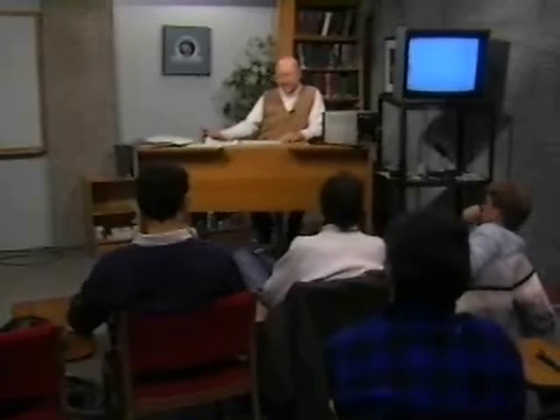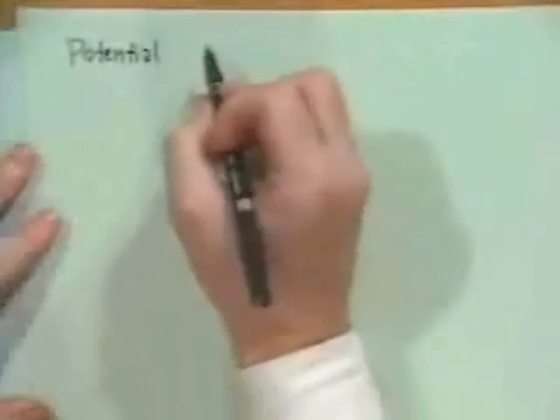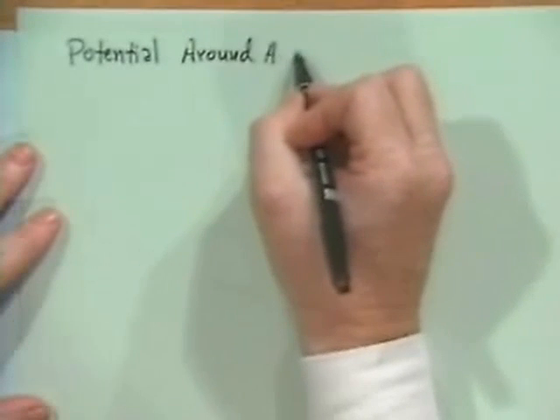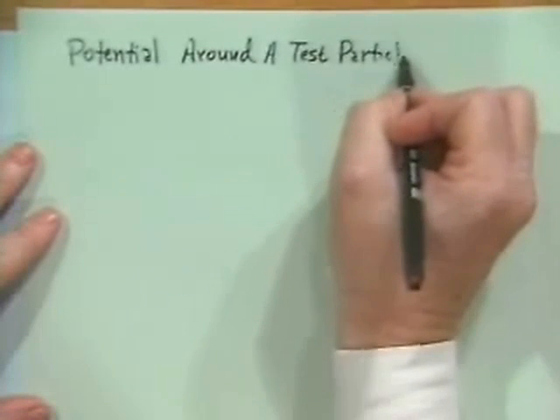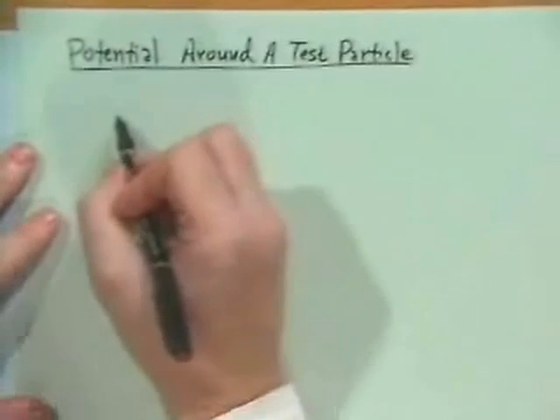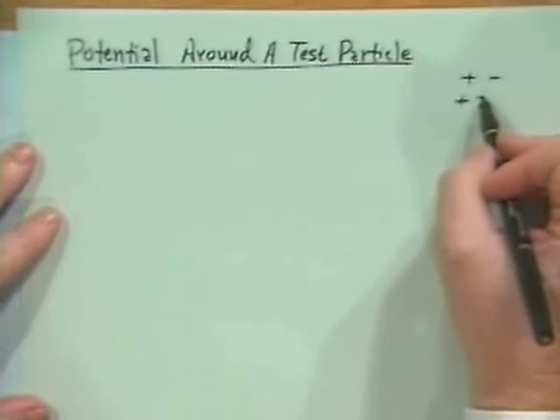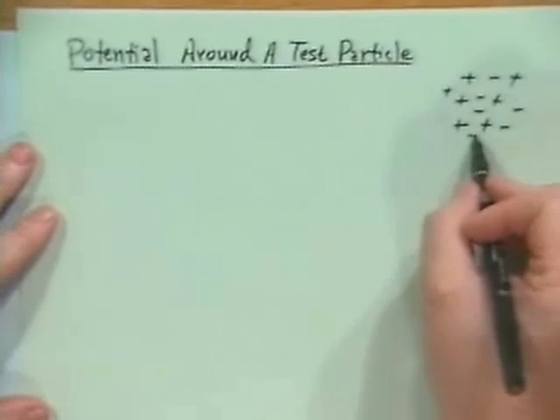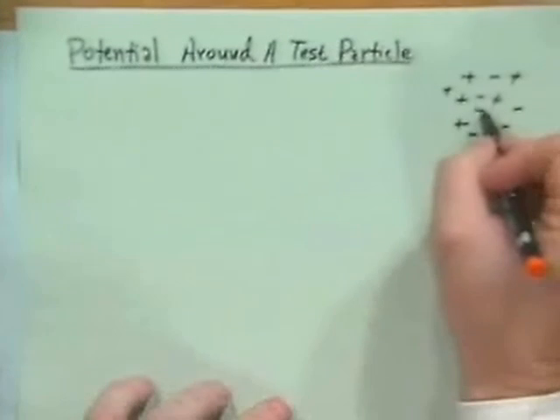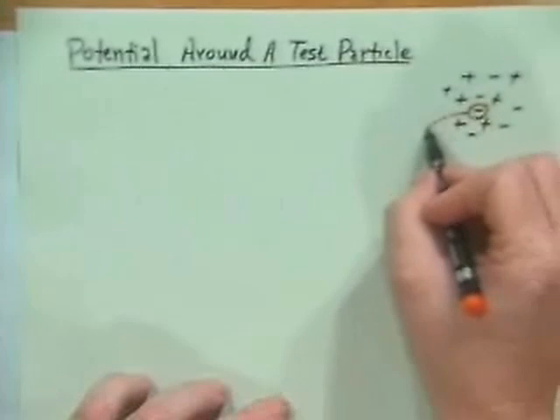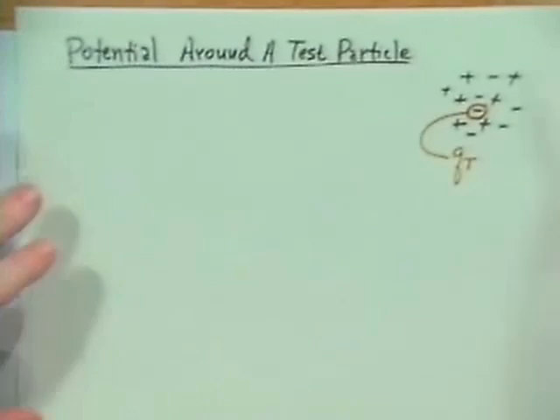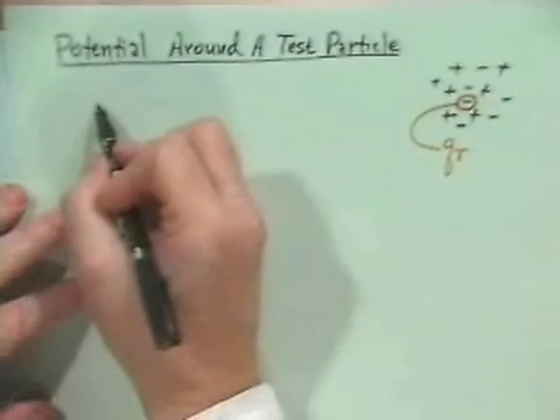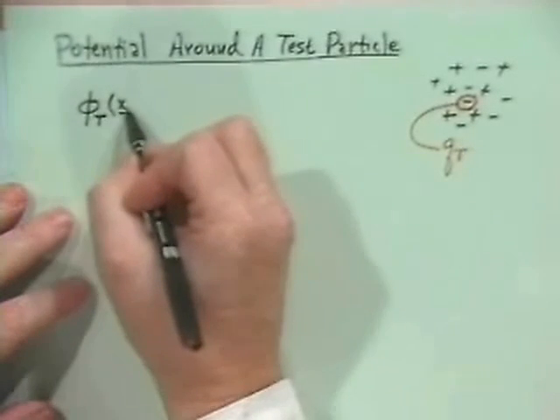Okay, today, since we got a little bit fast at the end of last period, I want to talk a little bit more about this subject of the potential distribution around a test particle. So the idea is that what we had calculated is that if we imagine that we have a charge neutral plasma here, with various plus, minus, plus, plus, plus, minus, minus, an equal number of electrons and ions, and then I single out one particular particle and I say it has a test charge Q sub T, what we did was we looked at, or tried to calculate, what is the potential distribution around that test particle.